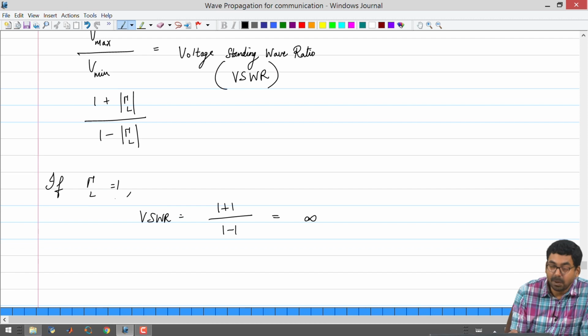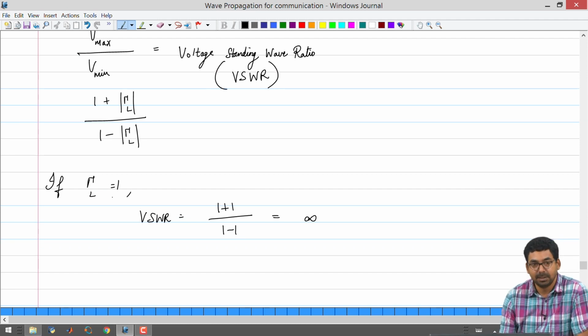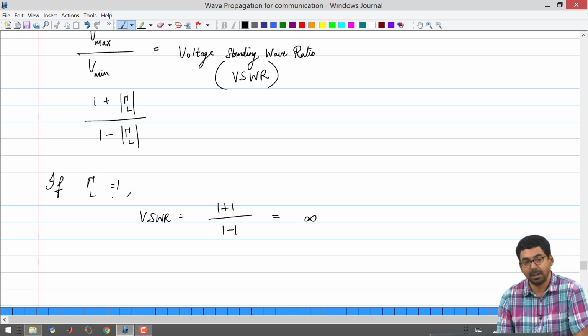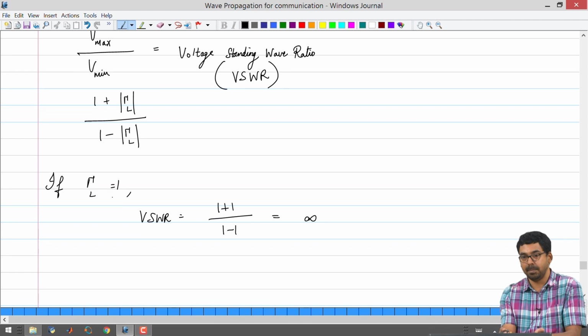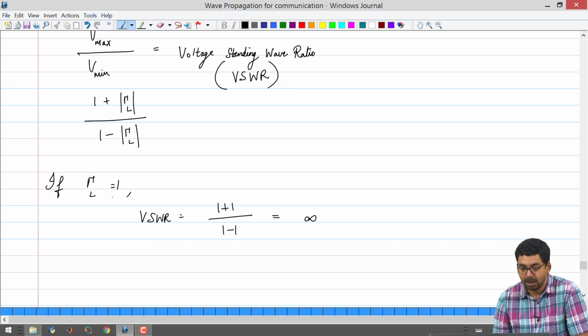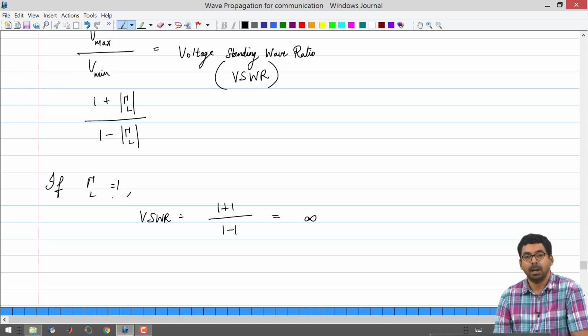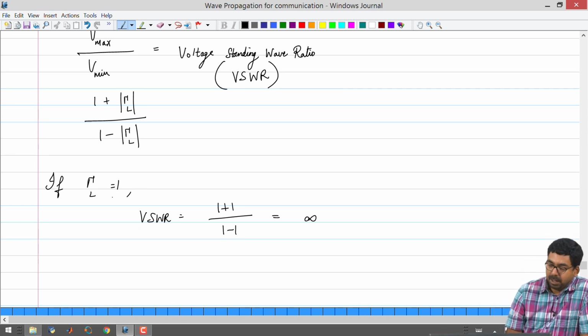If gamma L is equal to -1, this does not change, you will still have perfect standing waves in your transmission line. So, the difference between short circuit and open circuit is not easy to ascertain by just looking at VSWR. You will have the ratio between your Vmax to Vmin equal to infinity. So, if you measure a standing wave ratio to be infinity, that means that you have some extreme termination problems in your transmission line, maybe an open or a short circuit.